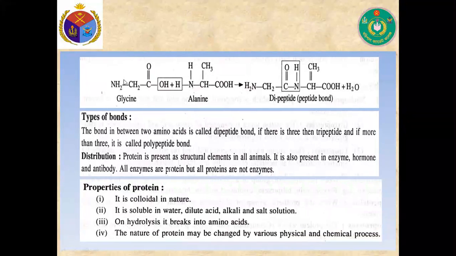This is the structural formation of protein. Now, types of bond. The bond between two amino acids is called dipeptide bond. If there are three, then it is tripeptide, and if more than three, it is called polypeptide bond.